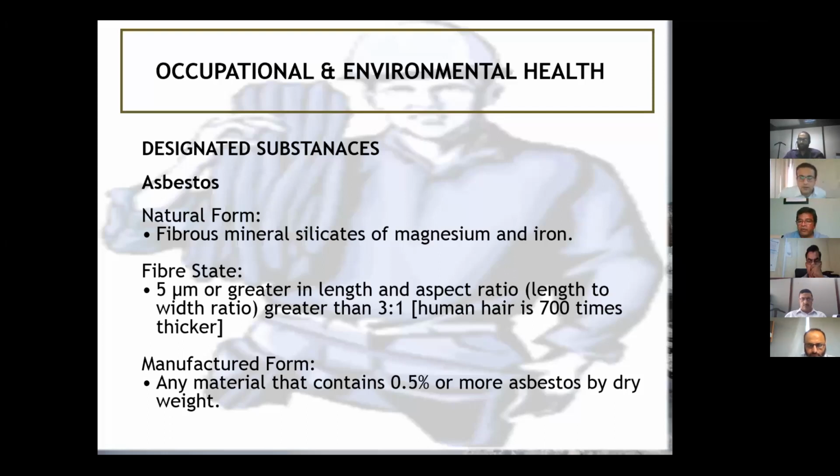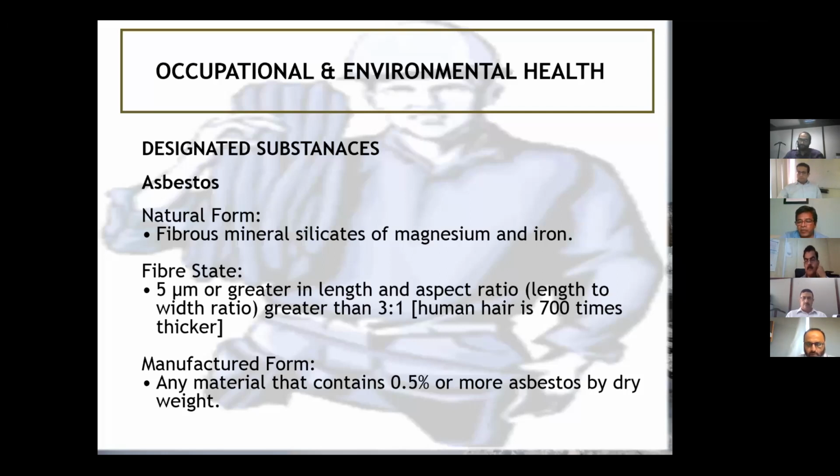In Ontario, any material that contains 0.5% by weight is considered asbestos containing. In USA, some states have 1%. I believe Europe also has 0.5%. So 0.5% is more stringent, I would say. No country has less than 0.5%.